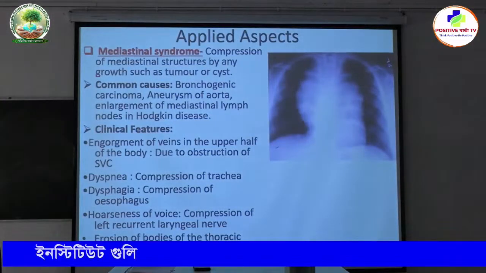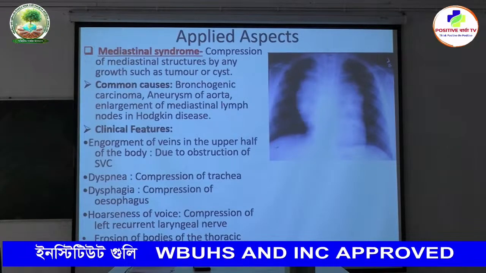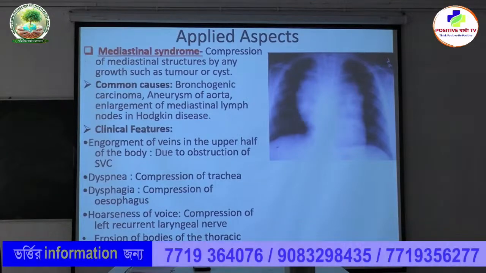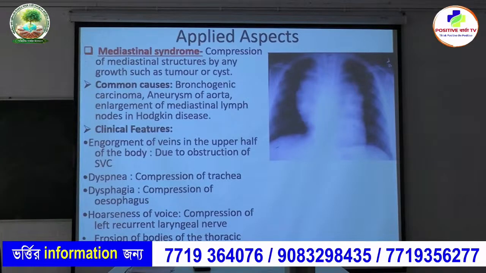Next is mediastinal syndrome. Compression of the mediastinal structures by any growth such as tumor or cyst will lead to mediastinal syndrome. Common causes are bronchogenic carcinoma, aneurysm of aorta, enlargement of mediastinal lymph nodes in Hodgkin's disease. Clinical feature: engorgement of the veins in the upper half of the body due to obstruction of superior vena cava. Dyspnea, that is due to compression of trachea. Dysphagia due to compression of esophagus. Hoarseness of voice due to compression of left recurrent laryngeal nerve.